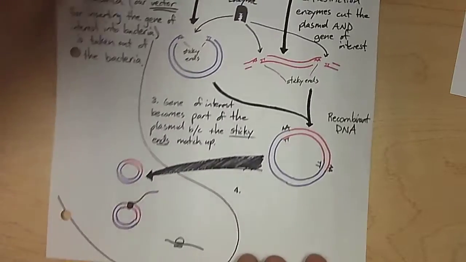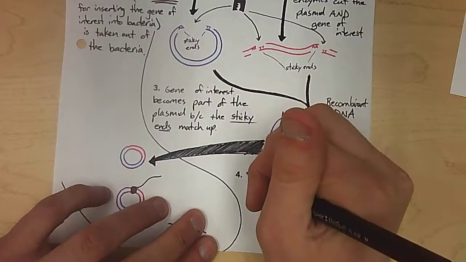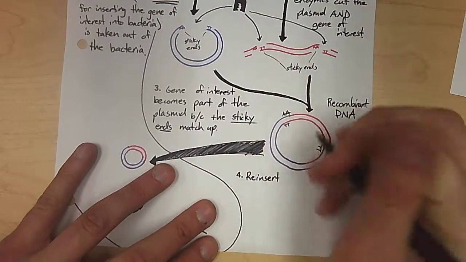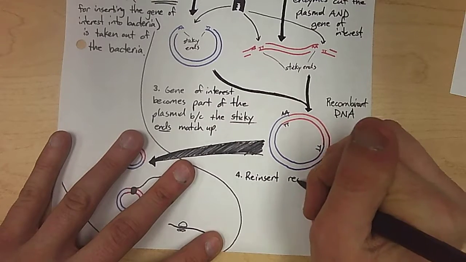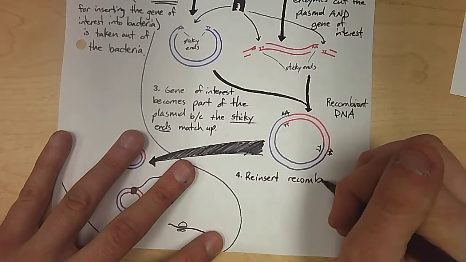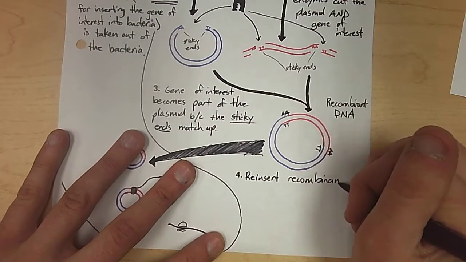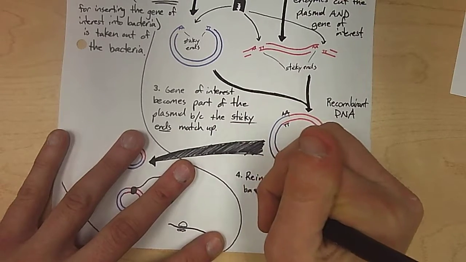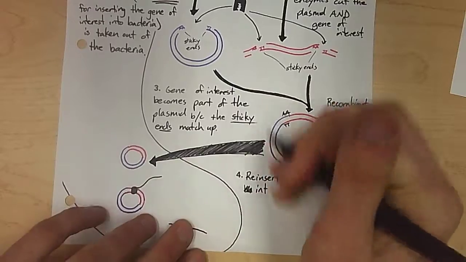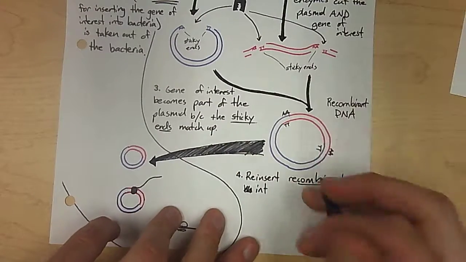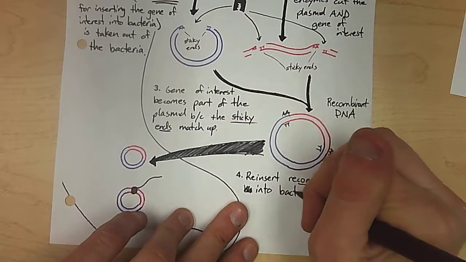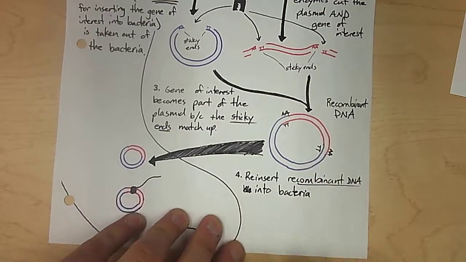So for step 4, we're going to say that we reinsert the recombinant DNA back into bacteria. The plasmid's going back into the bacteria. The gene of interest was never in there in the first place. So we reinsert the recombinant DNA into the bacteria. So that's the first part of step 4.